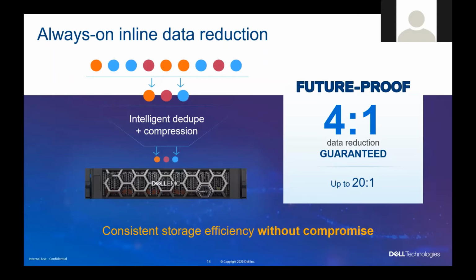So I mentioned always-on inline data reduction. This is going to give you intelligent deduplication and compression. And with the Dell Technologies future-proof guarantee, they're guaranteeing a 4-to-1 data reduction without compromising performance. This is a hardware-assisted reduction using some of the Intel QuickAssist technology. We're also leveraging a Lewisburg compression chip that sits in the data path, and that's why we can guarantee a better data reduction rate as well.